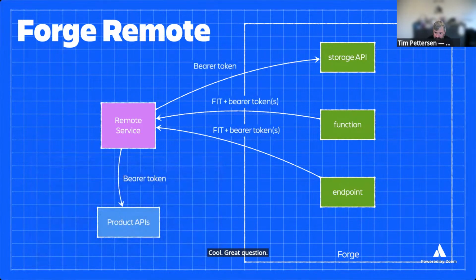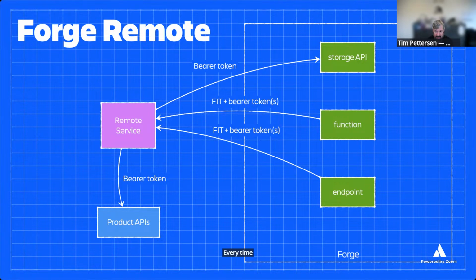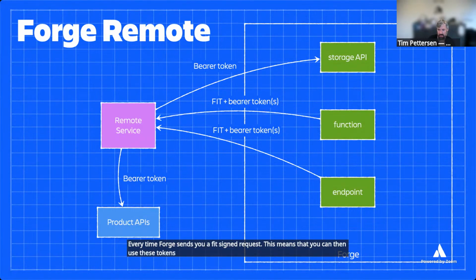So once you've registered for those bearer tokens, we'll start sending them to your remote service as a separate header, or two headers if you're registering for both, every time Forge sends you a FIT signed request. This means that you can then use these tokens to authenticate with those product APIs or the Forge REST API, and they'll have the same scopes as your app declares.